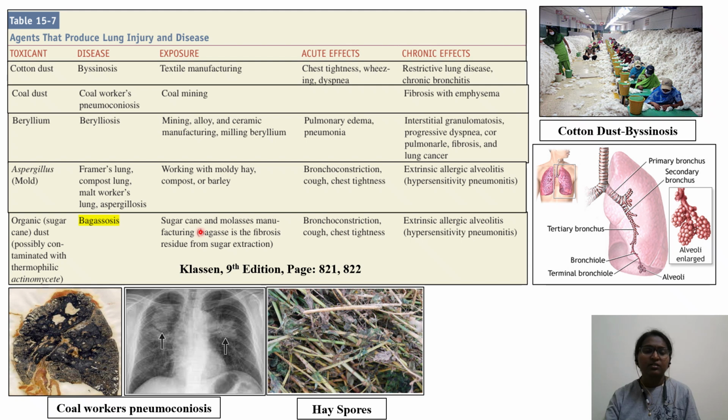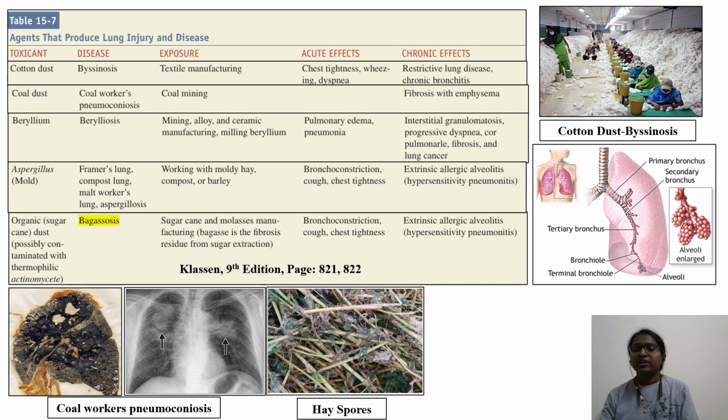What is exactly happening? The workers who are working with sugarcane and molasses manufacturing, bagasse is the fibrous residue from the sugar extraction. Once the sugarcane is taken and you are extracting sugar, the waste residue of this sugarcane will be there. That one is causing this particular type of disease. In acute exposure it causes bronchoconstriction, cough, chest tightness, and on chronic exposure it causes extrinsic allergic alveolitis, that is hypersensitivity pneumonitis. So in both cases, fungal spores, and bacterial actinomyces, will cause hypersensitivity pneumonitis.